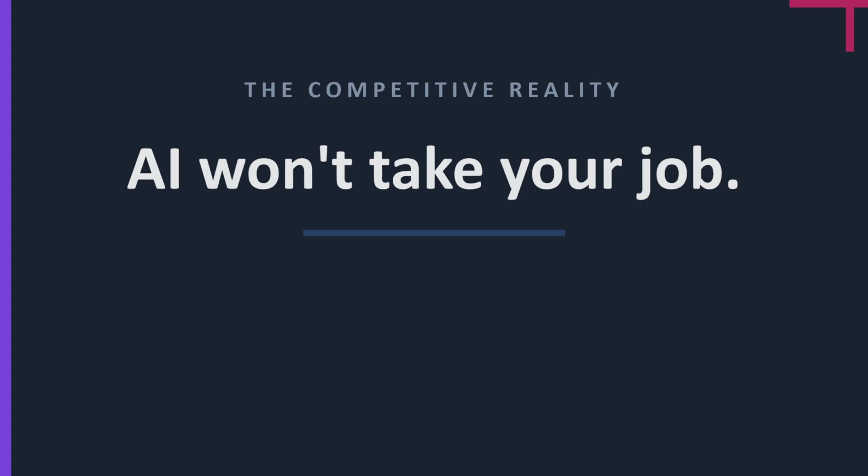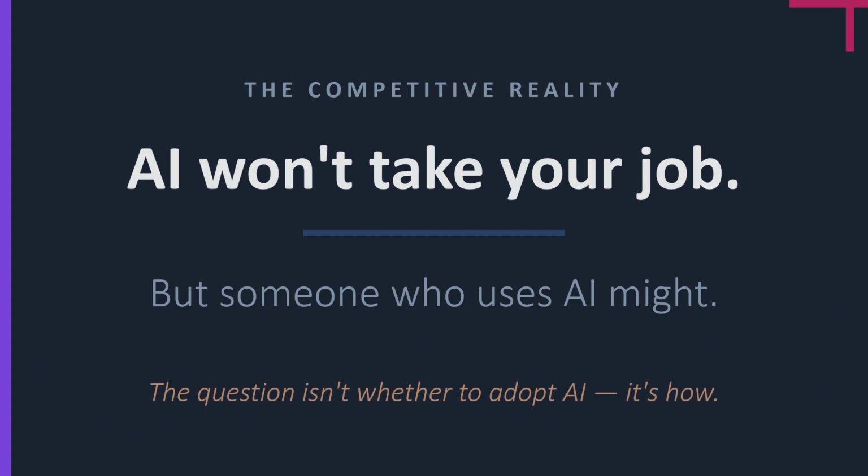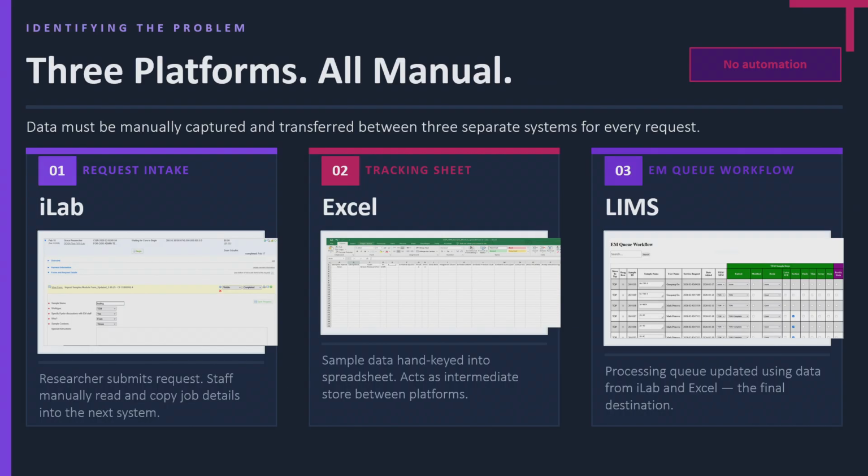However, someone who uses AI might, right? It is a tool, and if you're not using that tool and somebody else is, it's going to make them more efficient. It's going to make them possibly a better employee because they're going to be able to get more done in less time. So the question isn't, should I use AI? It's, how do I use AI? How do I adopt AI? And that's what I'm going to take you through an example of today.